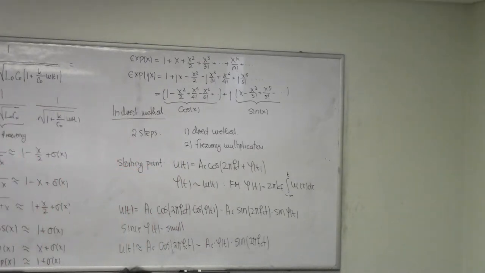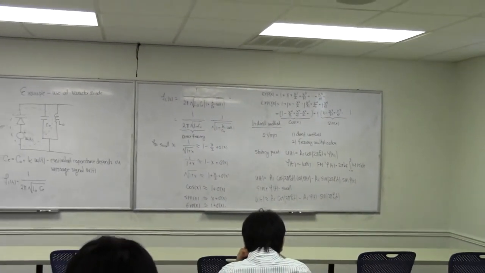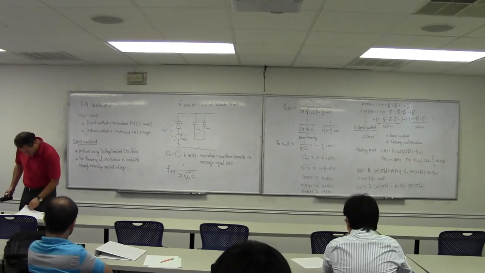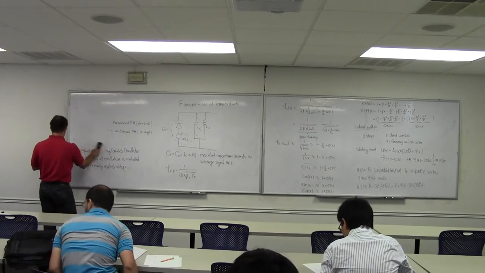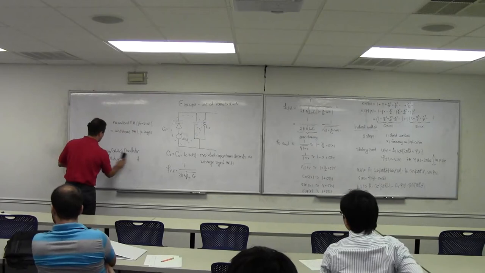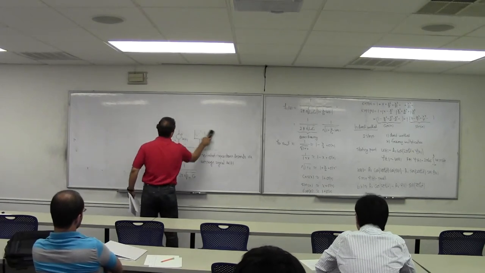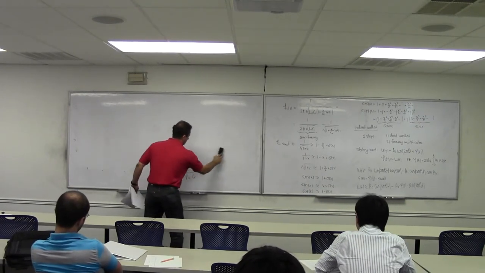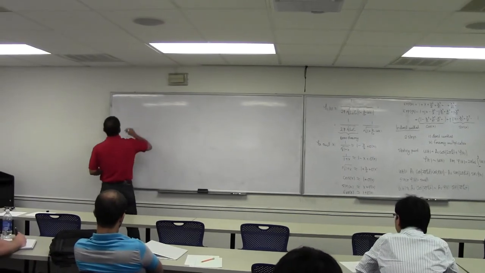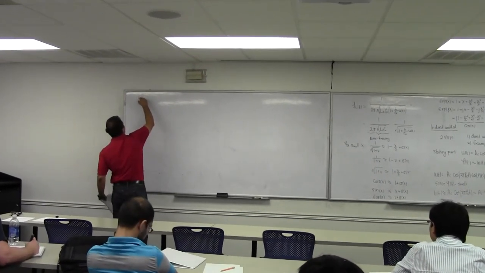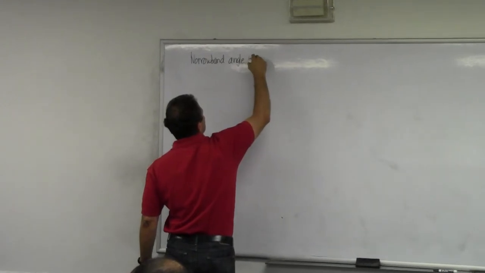Now, that gives me a really easy block diagram here that I can use for narrowband FM generation. So, narrowband angle modulated signals.